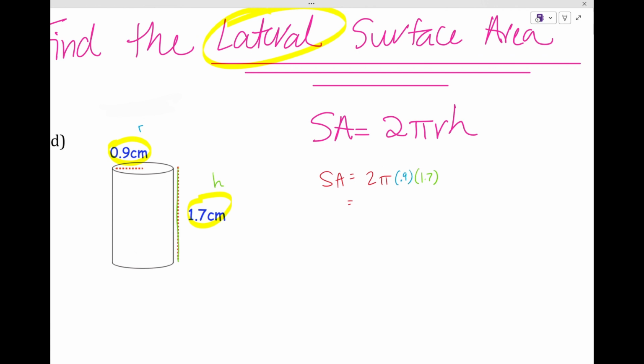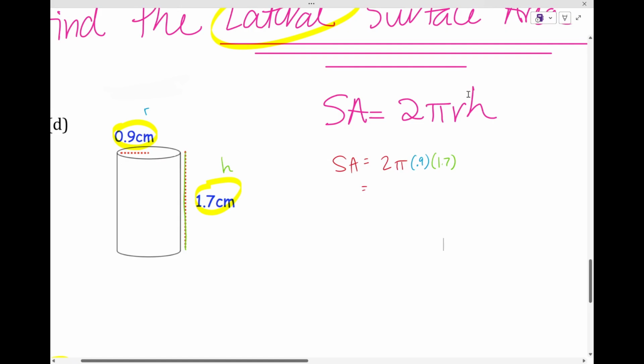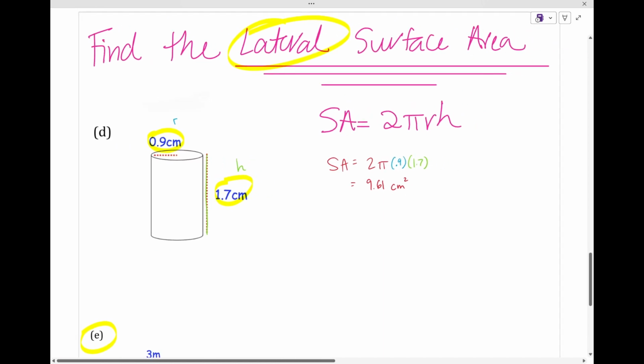So I'm going to put into a calculator 2 pi times 0.9 times 1.7, and for my answer I got 9.613. Let me do 2 decimal places, so I'm going to round the 3 down, so it's going to be 9.61. Here I got my answer is 9.61. I'm looking at centimeters, and since we're doing area, it's got to be squared. Square centimeters. And that's all there is to it.